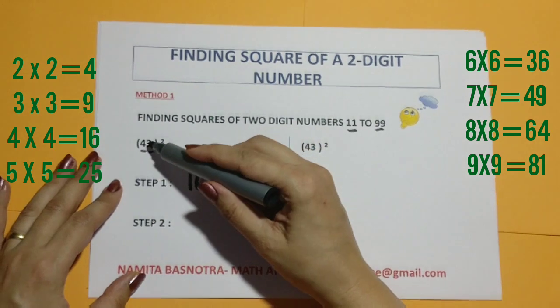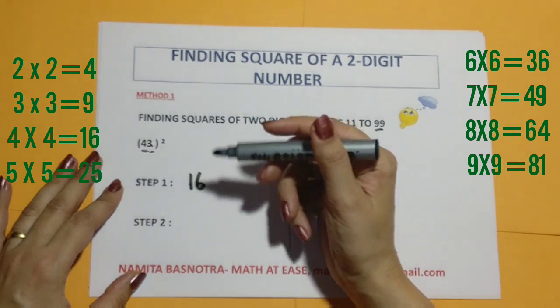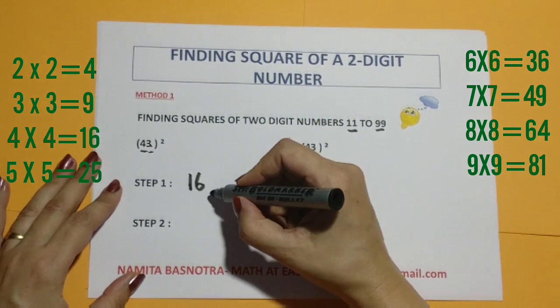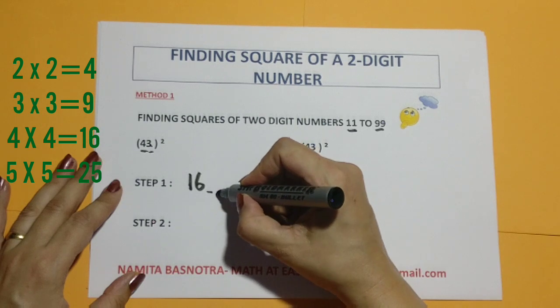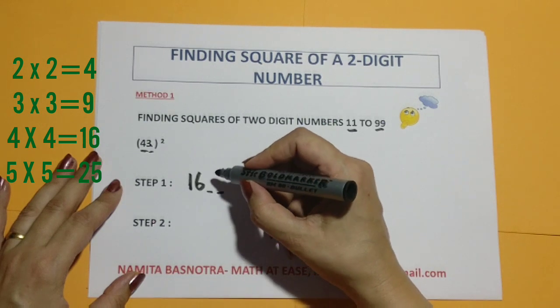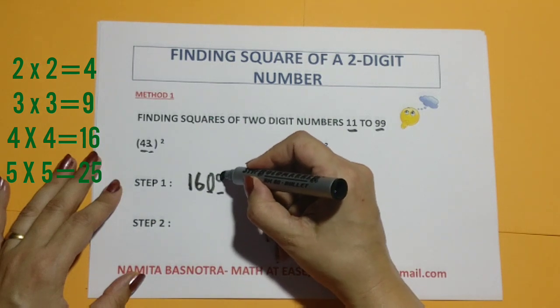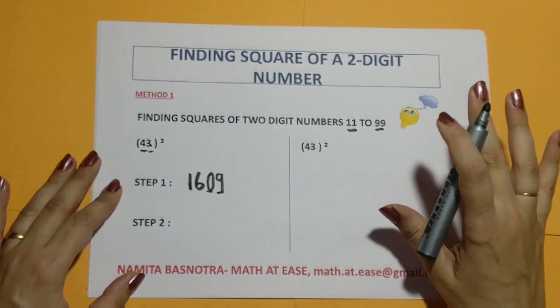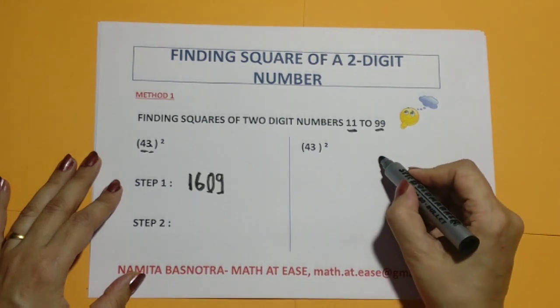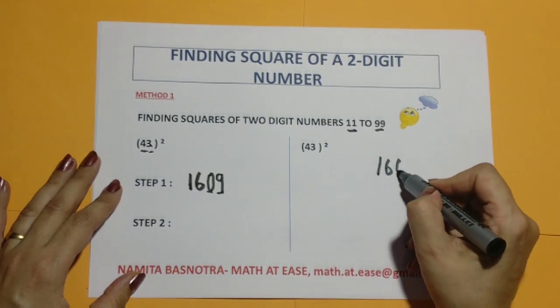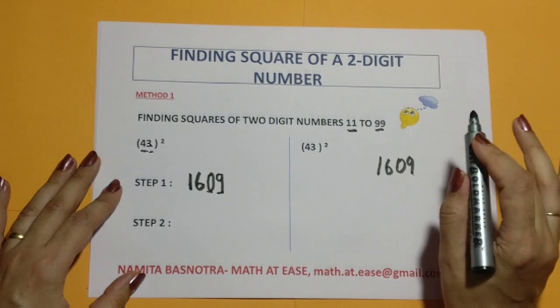And after that you have to write the square of 3, which is 3 3s are 9. But there is one condition: you always have to write 2 digits over here. So if I have 9, I will write 09. So this is my step 1. 1609 is my step 1 complete.